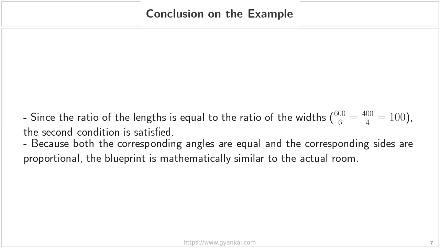So, to wrap up this example, we must look at the big picture. We have already verified that all the corresponding angles are equal, and now we have proven that the sides are in the same proportion. Since both of these essential conditions are met, we can confidently state that the blueprint is mathematically similar to the actual room. This confirms that the blueprint is a perfect, scaled-down representation of the real structure.